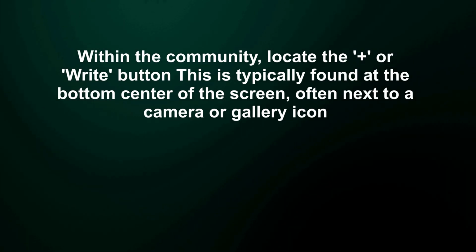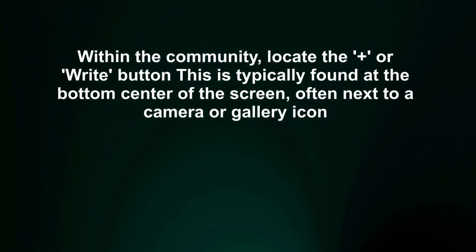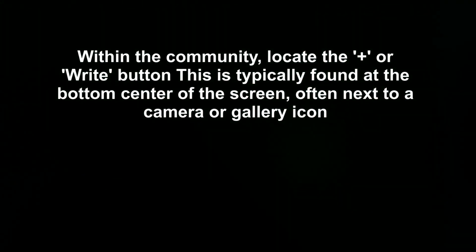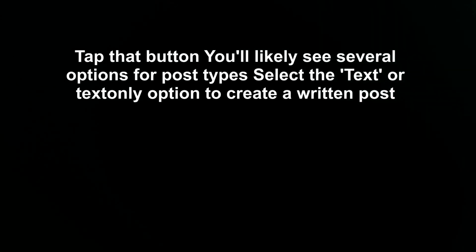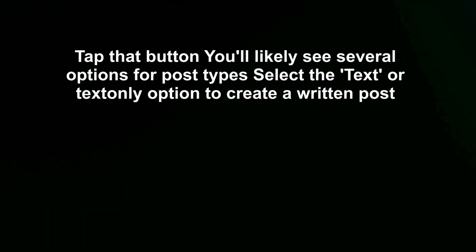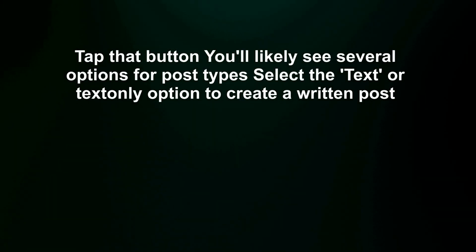Within the community, locate the plus or right button. This is typically found at the bottom center of the screen, often next to a camera or gallery icon. Tap that button. You'll likely see several options for post types. Select the text or text-only option to create a written post.